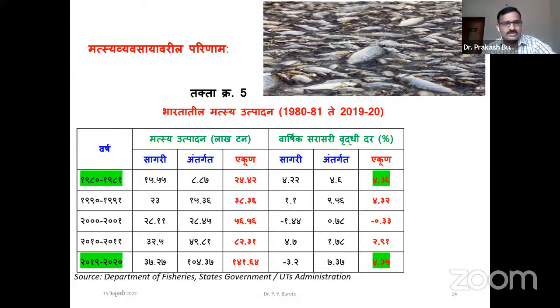आता मत्स्य व्यवसायाच्या बाबतीत जर विचार केला आपण तर 1980-81 ते 2019-20 या कालावधीमधली आकडेवारी जर पाहिली किंवा मत्स्य उत्पादन आणि त्याच्या वार्षिक सरासरी वृद्धीचा दर जर पाहिला तर 1980-81 मध्ये वार्षिक सरासरी वृद्धी दर 4.36% इतका होता. तर तो 2019-20 मध्ये 4.35% म्हणजे कमी झालेला दिसतो आणि मध्यंतरीच्या कालावधीमध्ये 2001 मध्ये हा वार्षिक सरासरी वृद्धीचा दर उणे झालेला आहे म्हणजे वजा 0.33% झालेला आपल्याला दिसून येतोय.